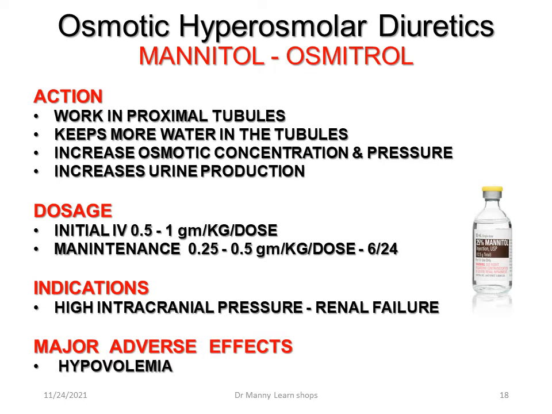tubules. The initial dose is 0.5 to 1 gram per kg per dose, and maintenance 0.25 to 0.5 grams per kg per dose over a 6-hour period. The indications are typically for high intracranial pressure and renal failure that's not responsive to other forms of diuretics. Major adverse effect will be hypovolemia.